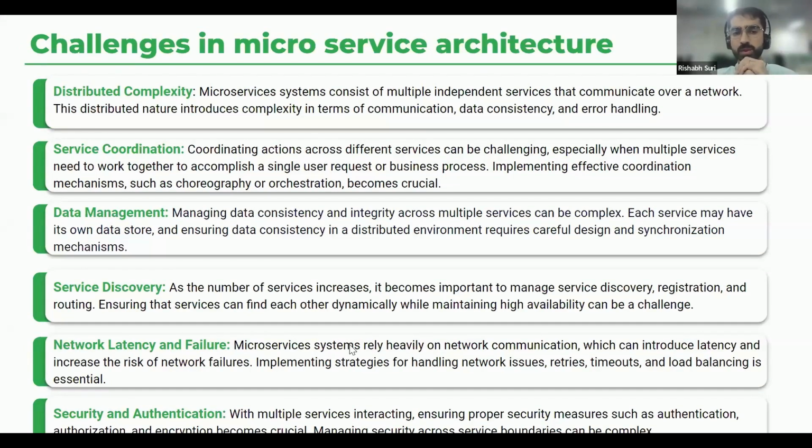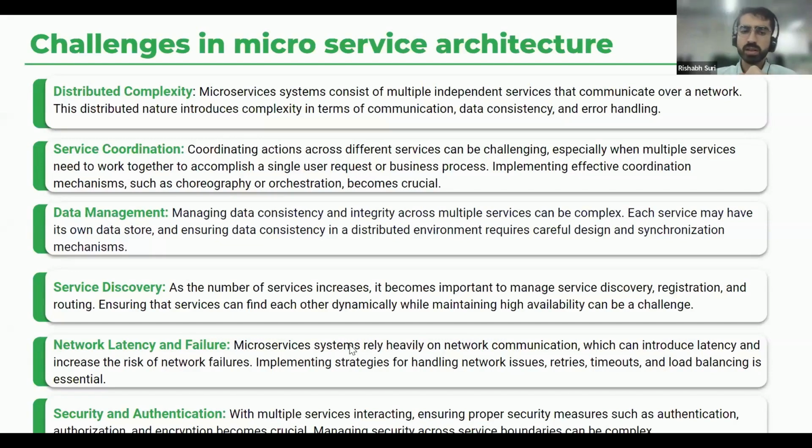The first one is distributed complexity. When there is a network of interconnected services, it requires proper orchestration and monitoring to avoid complexity issues. As services communicate with each other over networks, there's a need for effective service discovery and orchestration mechanisms.